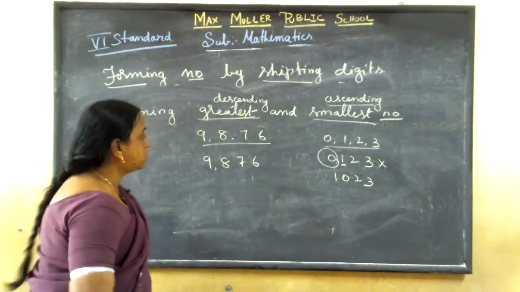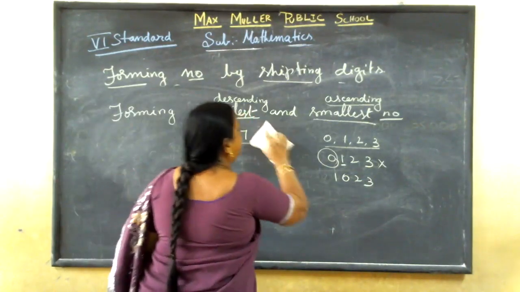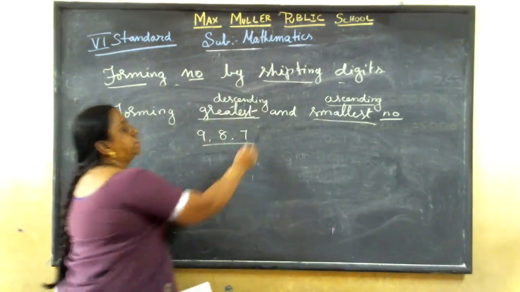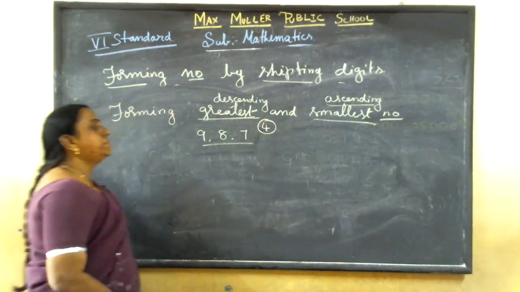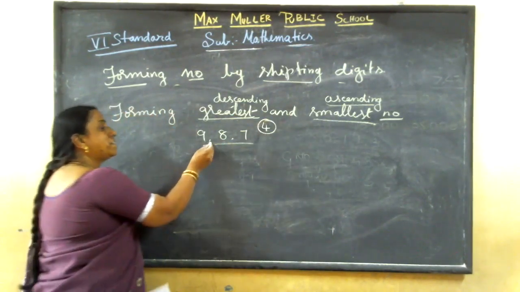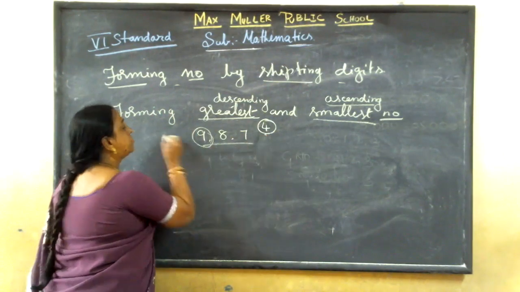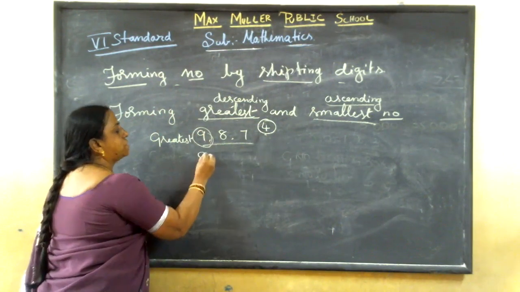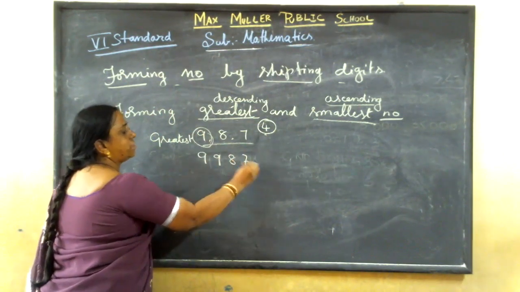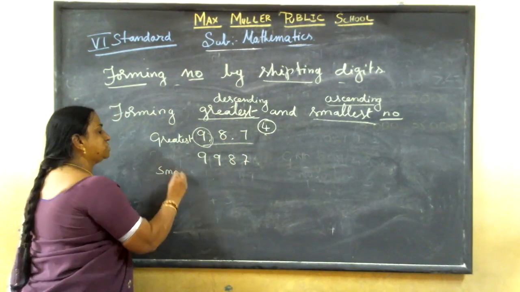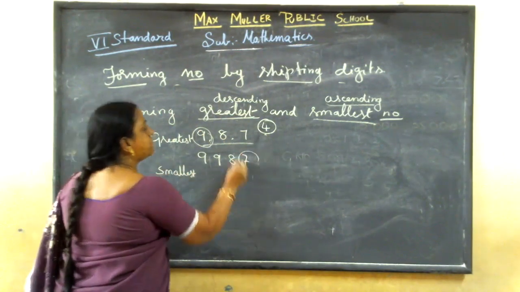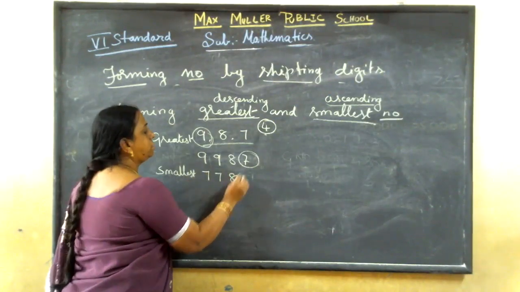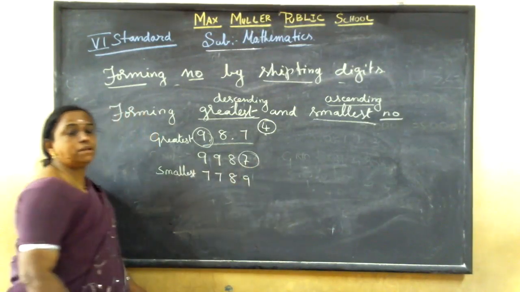Got it. Sometimes in the questions they'll give only 3 numbers, and they ask to form a 4-digit greatest number. In that case, what should you do? Take the greatest number twice. So for the greatest number, take the greatest digit 2 times: 9, 9, 8, 7. If they ask for the smallest number, which is the smallest digit here? 7. So take 7 twice: 7, 7, 8, then 9. Clear now how to form?